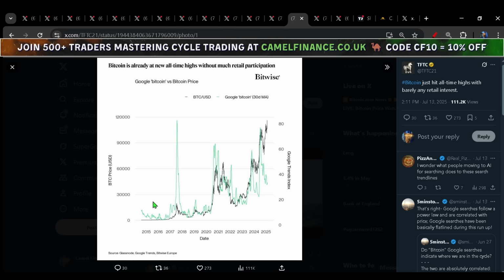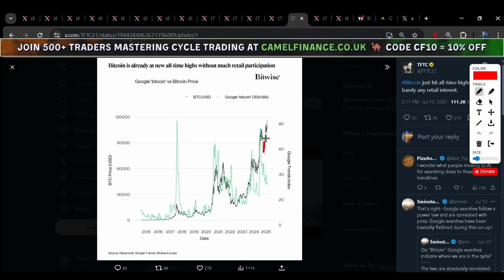Now, what you'll notice is most of the time, these things track, okay? But at the hard right edge, we have got Bitcoin diverging to the upside, whilst Google searches for Bitcoin are declining. So this is a significant divergence. And of course, it begs the question, are the Google trends going to suddenly snap back up as Bitcoin makes higher and higher prices? Are retail going to come flooding back into the market? Or is this going to be one of the first cycles where retail does not come back?